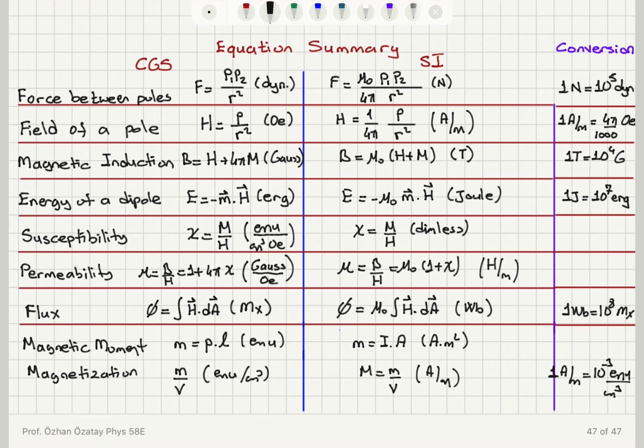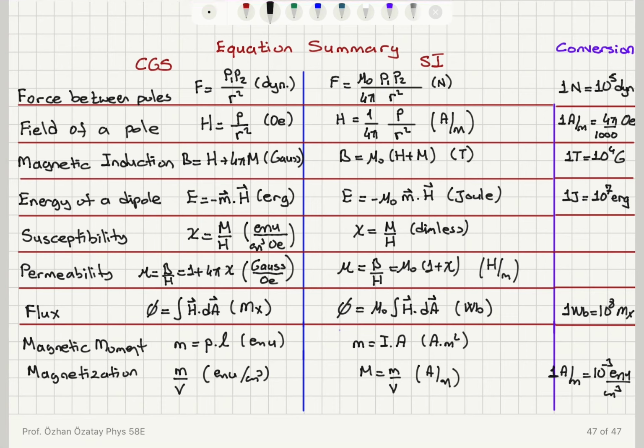Field of a pole is pole strength divided by R squared. Unit pole strength per centimeter square is called Ørsted, and it is 1 over 4 pi, P over R squared. For SI it's ampere per meter, and 1 ampere per meter is 4 pi over 1000 Ørsted. Magnetic induction is related to magnetic field H and magnetization with this linear relationship. B is equal to H plus 4 pi m in Gauss and mu0 times H plus m in SI. So we express magnetic induction in Gauss in CGS and Tesla in SI, and 1 Tesla is 10 to 4 Gauss.